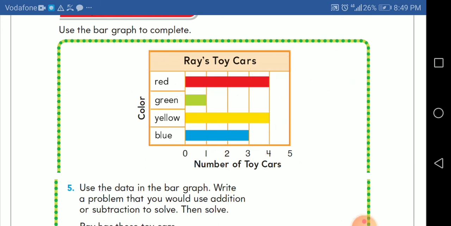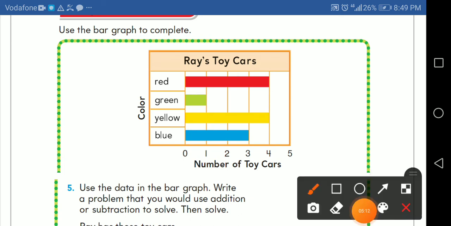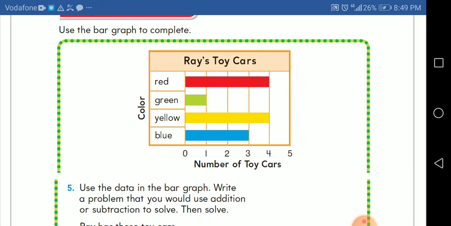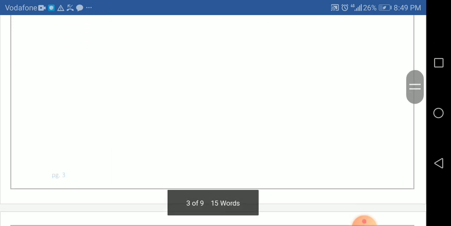And I can have a question for the subtraction. How many more? So I'm comparing how many more the blue cars than the green cars. Blue cars here 3 and the green cars just 1. So when I compare, I'm subtracting, so the difference will be 2 cars. Easy? I think it is.